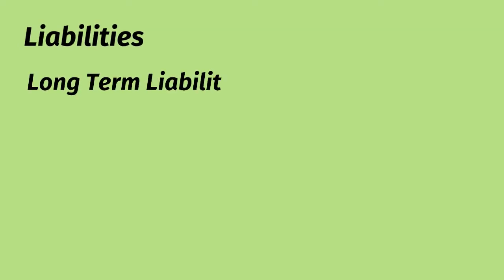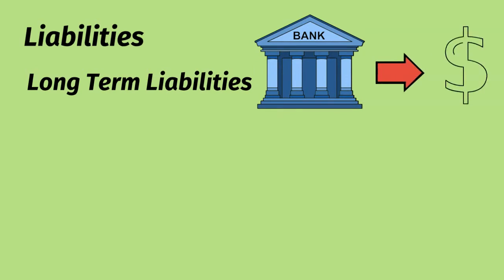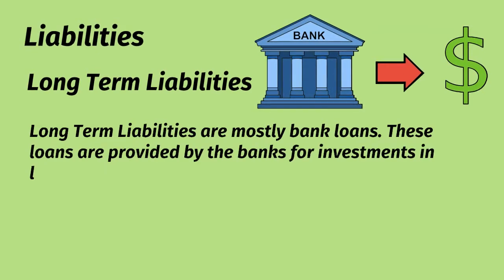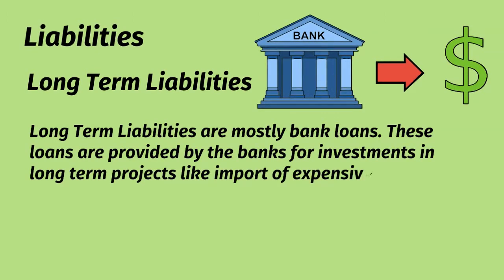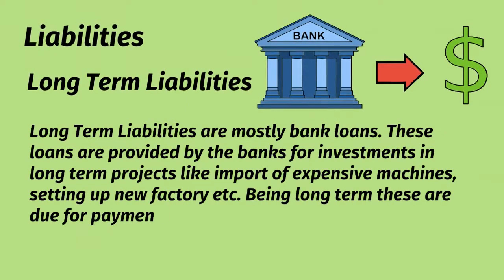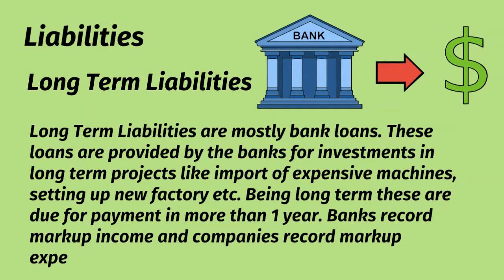Liabilities. Long-term liabilities. Long-term liabilities are mostly bank loans. These loans are provided by the banks for investments in long-term projects, like import of expensive machines, setting up a new factory, etc. Being long-term, these are due for payment in more than 1 year. Banks record markup income and companies record markup expenses on these loans.